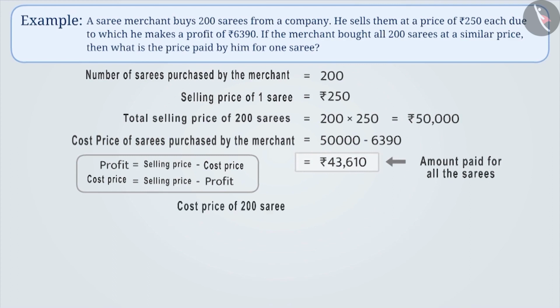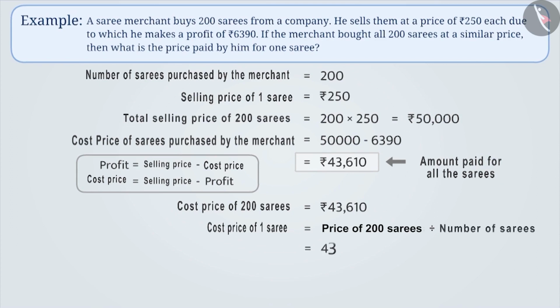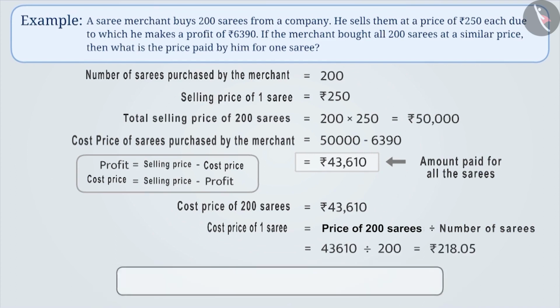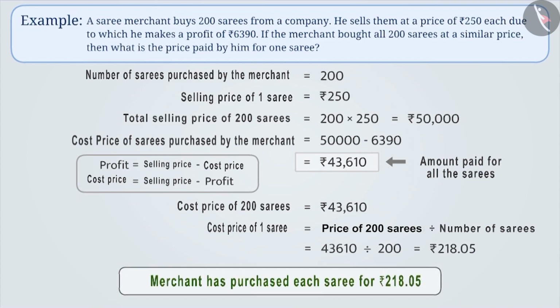If the cost price of all 200 saris is equal to 43,610, then the cost of one sari is equal to cost of all 200 saris divided by the number of saris, which is equal to 43,610 divided by 200, which is equal to 218.05. Therefore, we can say that the merchant purchased each sari for 218.05 rupees.